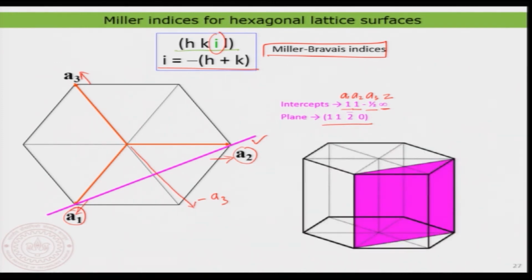Now let us visualize how this looks in the hexagonal lattice. So this is the hexagonal lattice, where you can see this is my A1, this is A2, this is A3, and this direction would be the z direction. Now you can see how the plane is represented in the hexagon, and this is nothing but the 1 1 bar 2 0 plane. Yeah, so this is the way you basically index the surface.